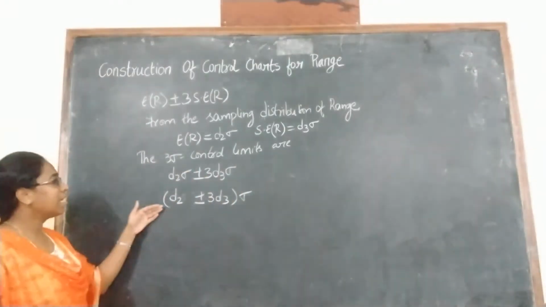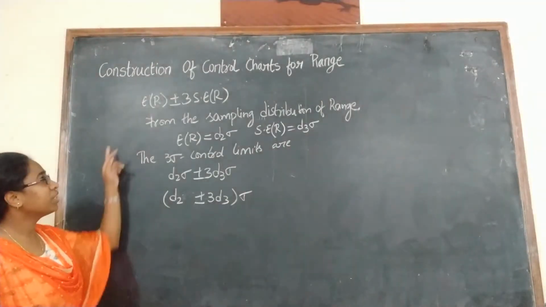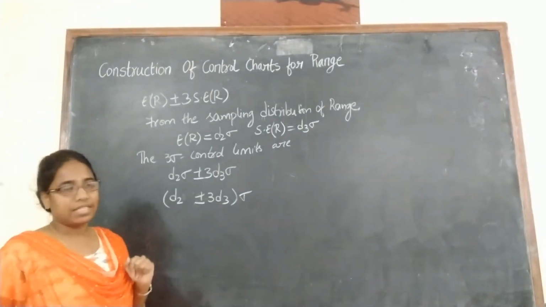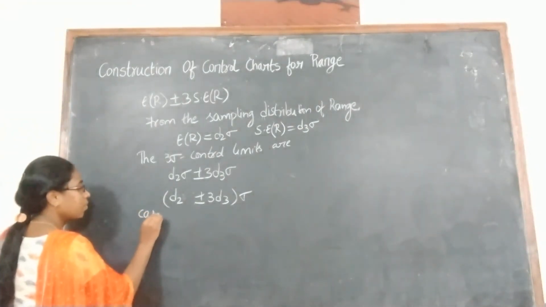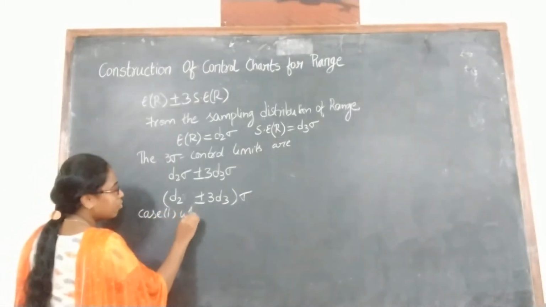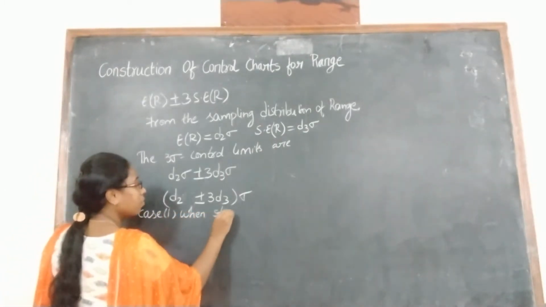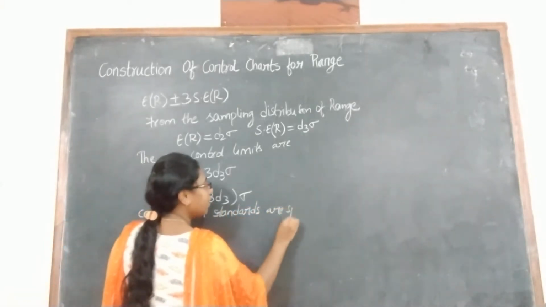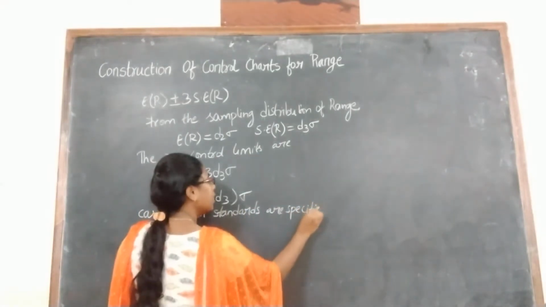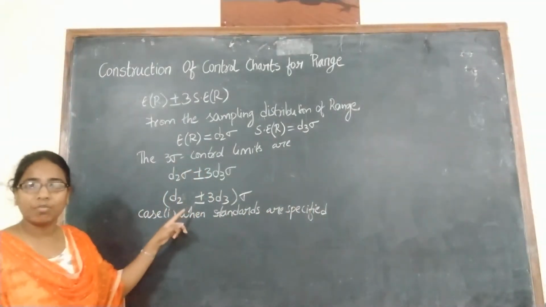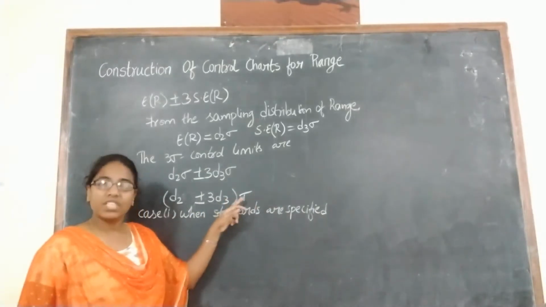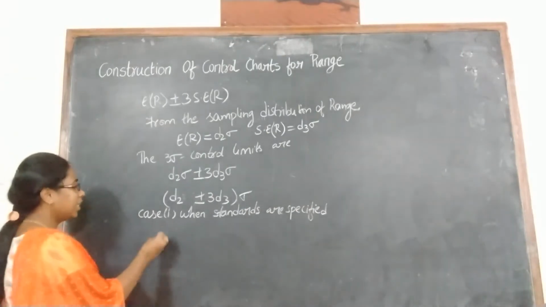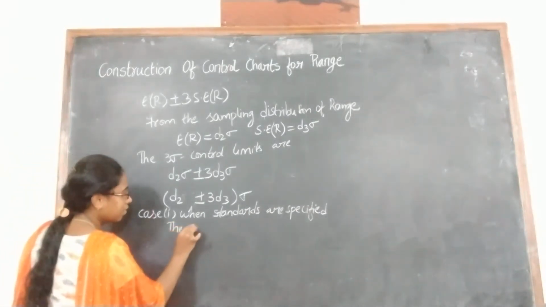So these are the general control limits for the R chart. In any chart, I said we will have two cases. Case one is when the standards are specified. So here, what are the parameters we have in the 3 sigma limits? Only the sigma. If the sigma value is already given in the question, we need not estimate it.